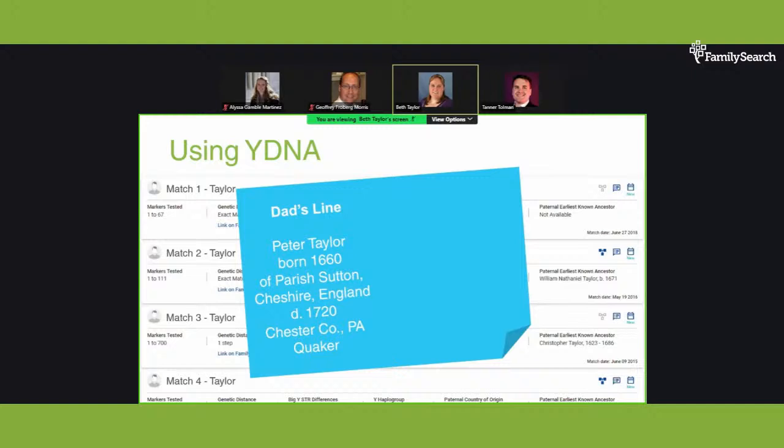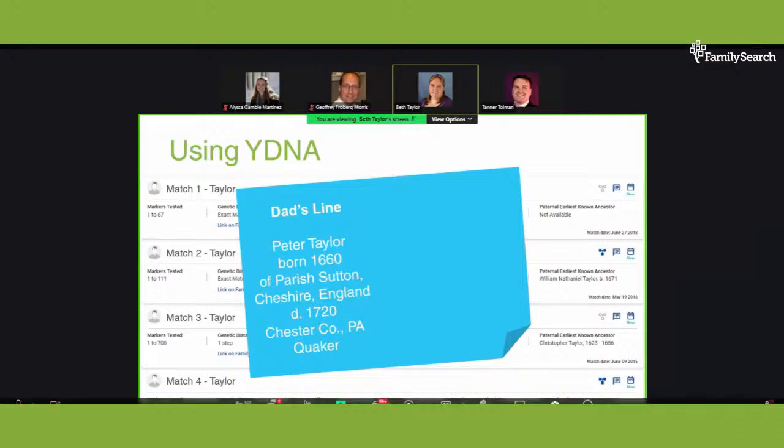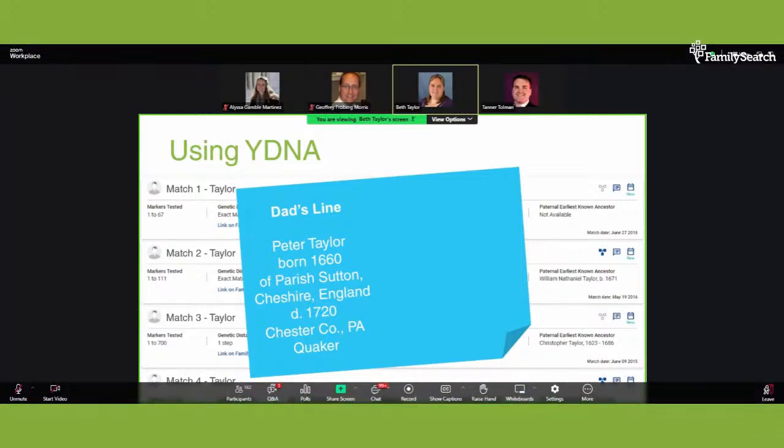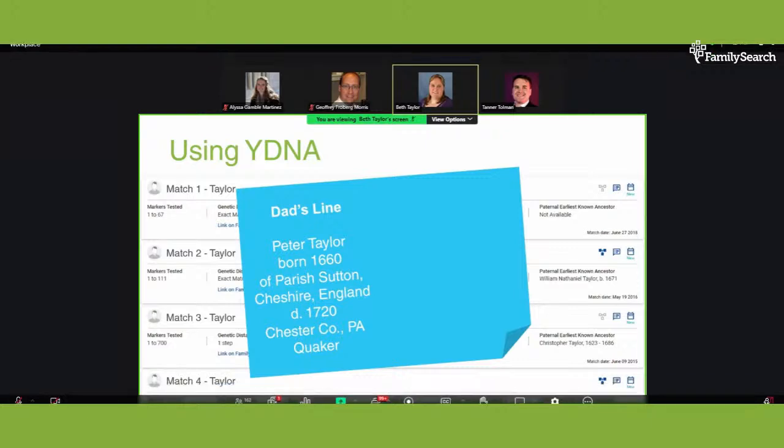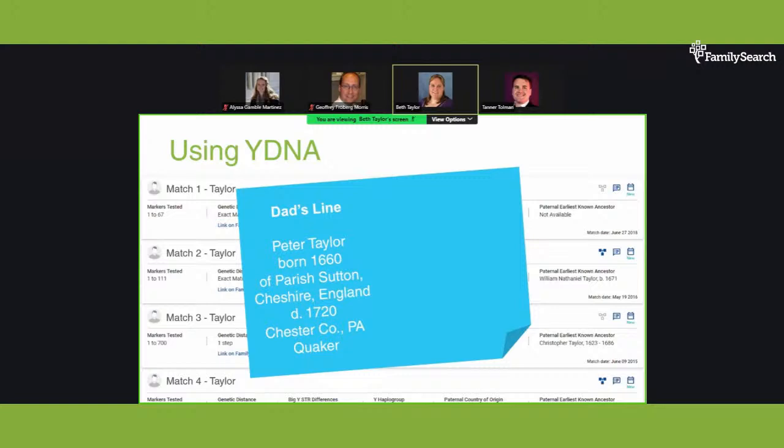Now, at this point, we have somebody, not my family directly, but I found a book. Somebody hired a researcher in England who went and looked at the records of Parish Sutton and surrounding areas. And what they discovered was there was a Quaker enclave there. And it seems likely Peter was born somewhere else and had moved to that area in order to join the Quaker enclave. So we don't really know where he originated.